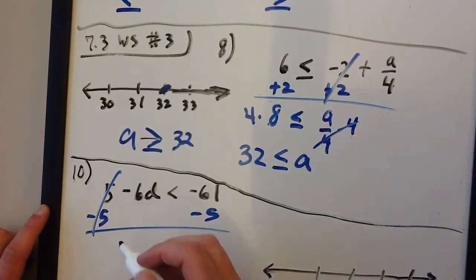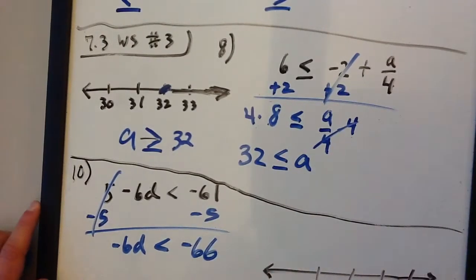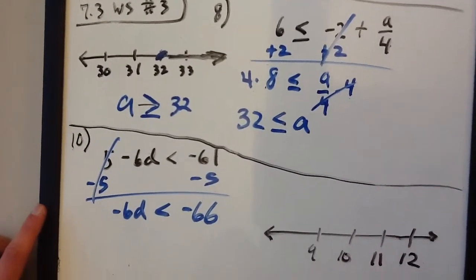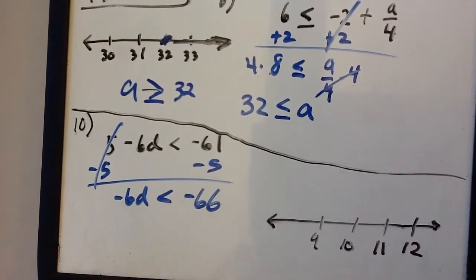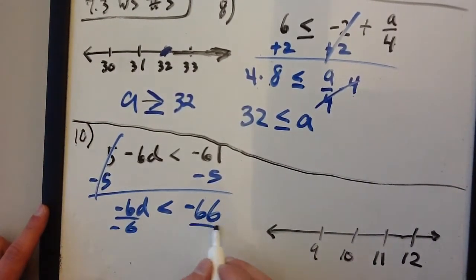On the left side, you got negative 6d. Inequality stays the same. And here you have negative 61 minus 5. These have same sign. So same signs I'm going to add and keep the sign, right? Negative 61 minus 5 is negative 66. Now to solve for d, right now I have negative 6 times d, so to solve for d I got to divide both sides by negative 6.